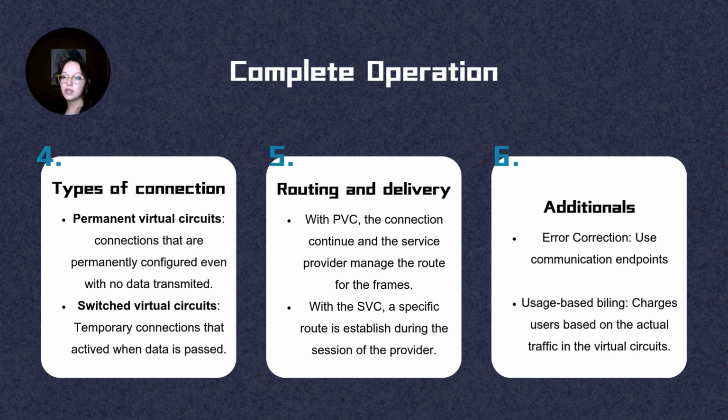And the usage-based billing. Here, the frame relay service provider charges the user based on the actual traffic transmitted throughout the virtual circuit. Basically, your prioritization as a user is going to change depending on the congestion of the data that are being sent to you. So with all these 6 steps, you have the complete operation of the frame relay.